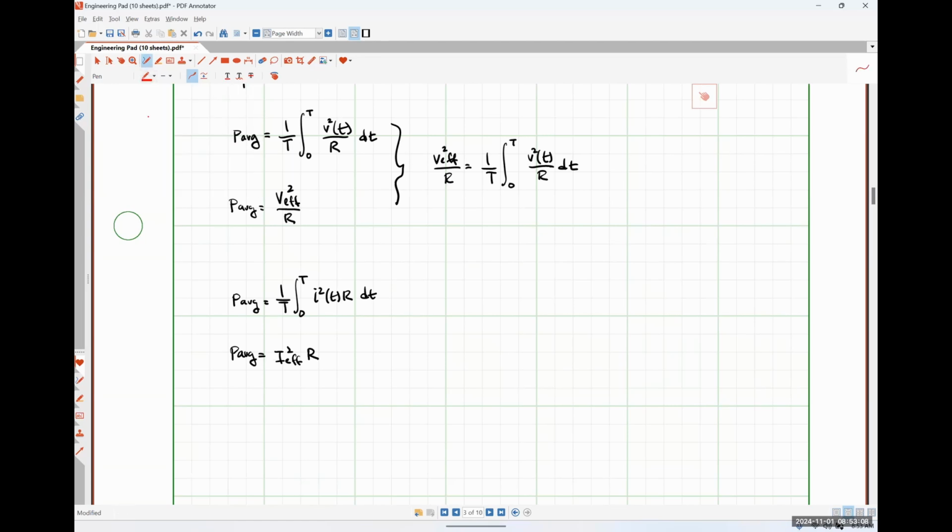All right, so going back to what I was saying a moment ago, there is a common factor of 1 over R on both sides of the equal sign. So I can get rid of that. And so if I'm trying to solve for V effective, I simply need to take the square root of both sides now. That puts a square root sign over here. And boom, I have derived my relationship for my effective value.